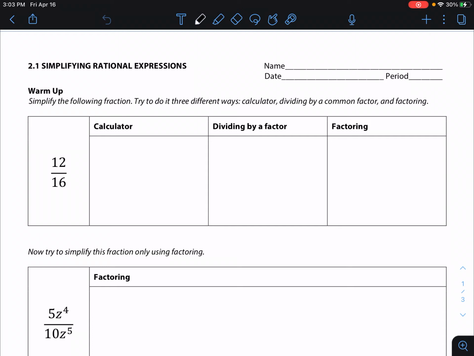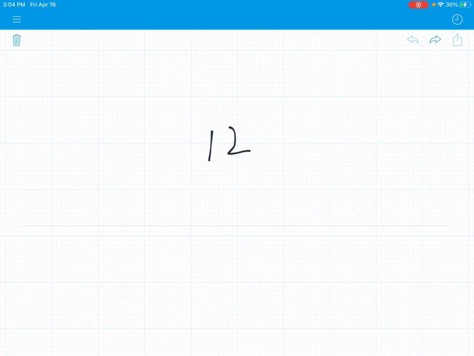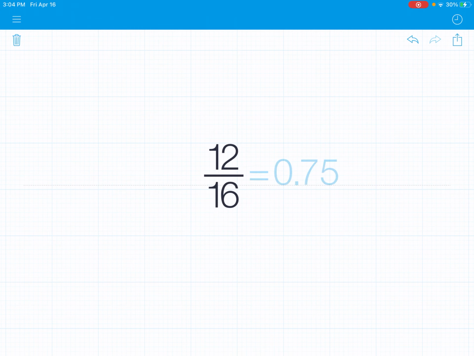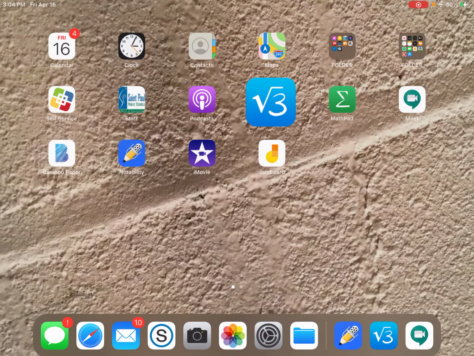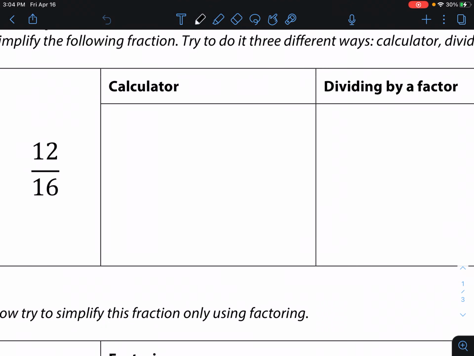So the way that we're going to approach this is we have a fraction here. It's 12 over 16. And there are basically 3 different ways that we could simplify this fraction. One is we could grab a calculator and just put in 12 divided by 16, and it's going to give us a decimal, 0.75. And that's a perfectly fine way to simplify a fraction when you have just numbers in it.